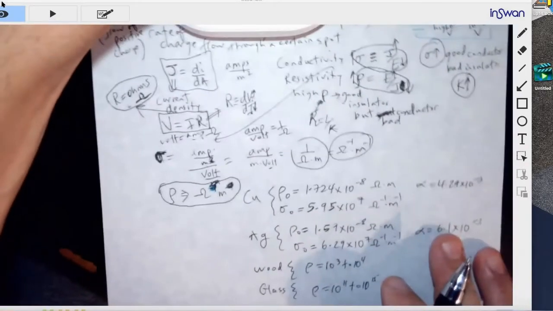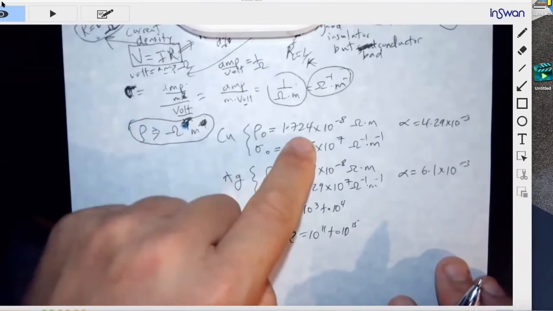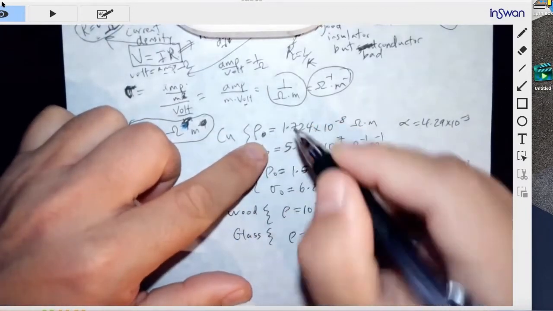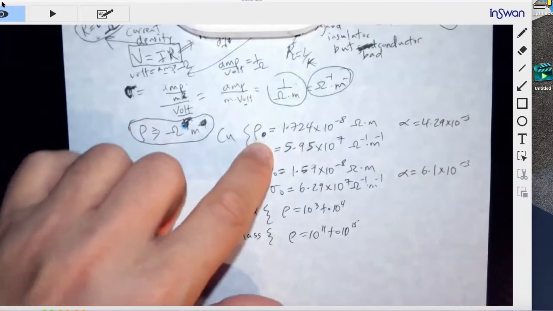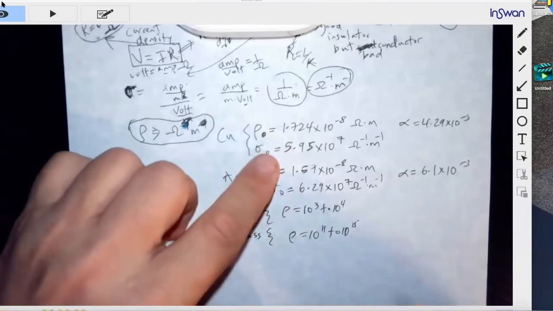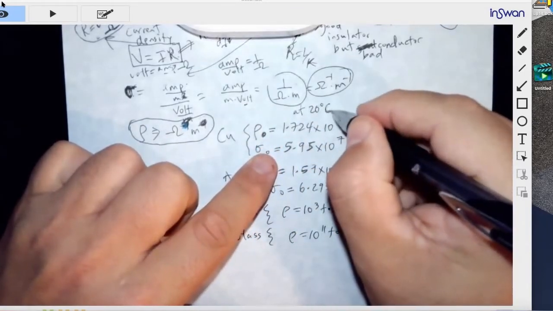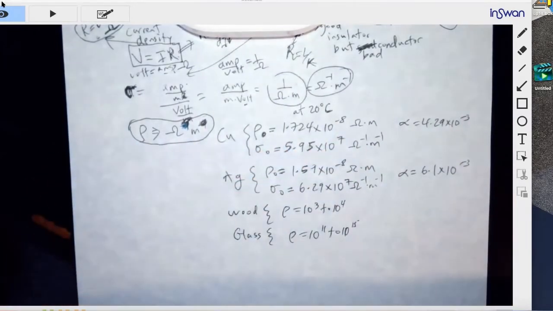Okay, so you see here, we've got the copper, 1.724 times 10 to the minus 8. That's the temperature. We call that rho 0. That's the base resistivity at 20 Celsius. Ten to the minus 8. So if you reciprocate that, just basic reciprocal.